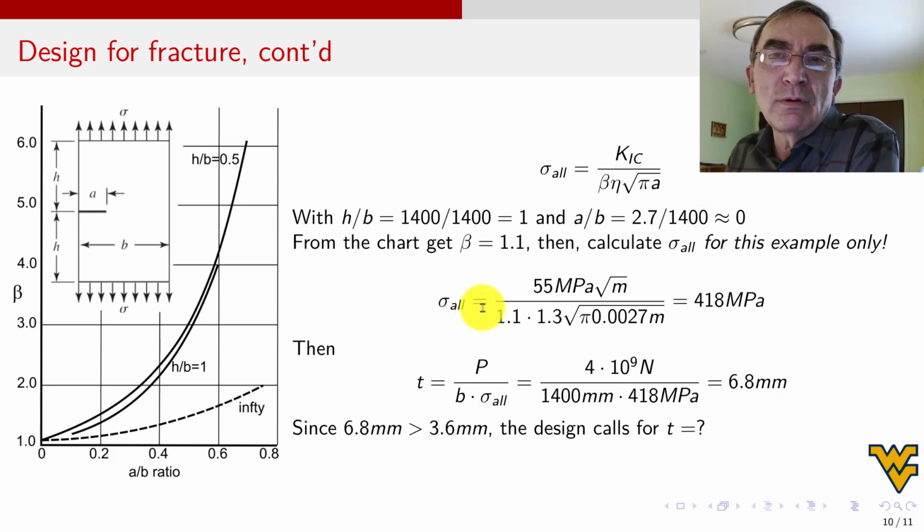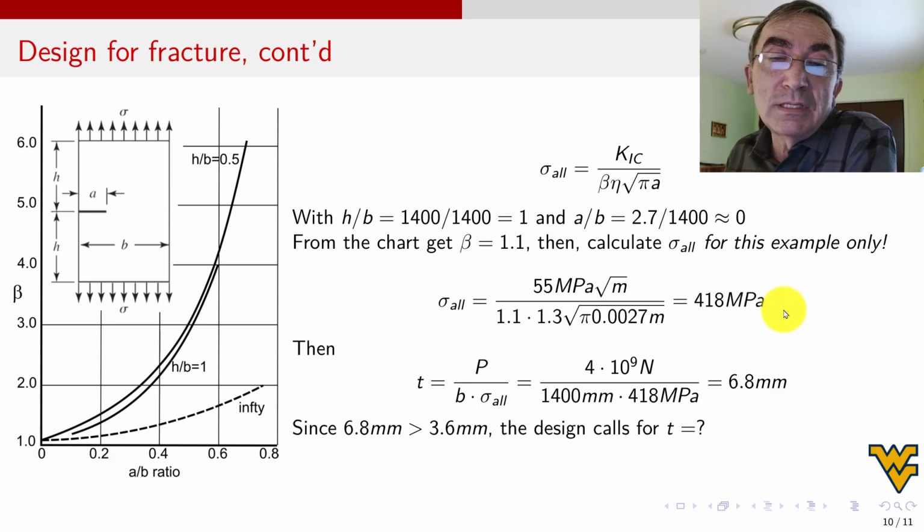So sigma allowable is what? KIC from the table, we know is 55. Beta is the number I got right here, 1.1. This 1.3 is the safety factor. And this is the length of the crack, which you see again I put in meters, because this number 55 is in square root of meter, so I need a square root of meter in the denominator to cancel them out. And then the megapascal will come over here, 418. That's the sigma allowable for this example.